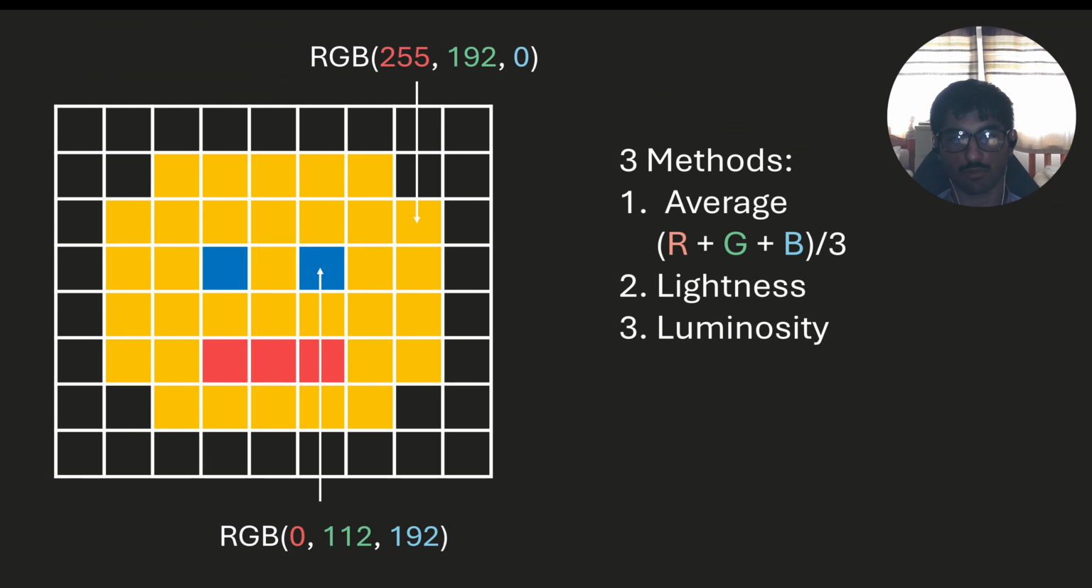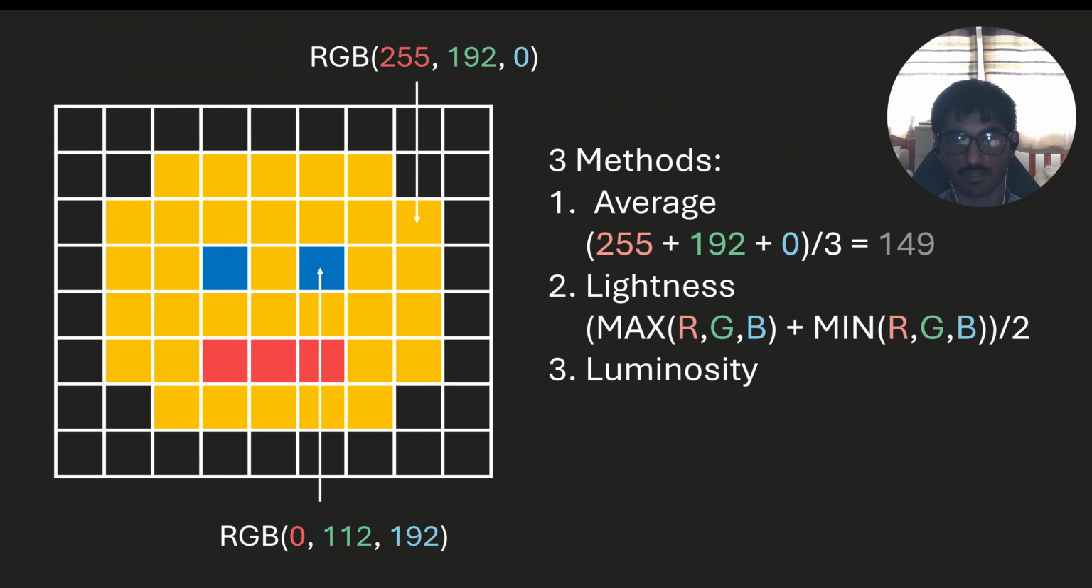With the average one, we take each component of the RGB values, so red, green, and blue, and then divide that by 3. So if we were to take that orange pixel right there as an example, the red would be 255, the green would be 192, and the blue would be 0. So if we add those three together and then divide by 3, we get 149 as the grayscale value. So the pixel color there would be 149, 149, 149. That would be the grayscale version.